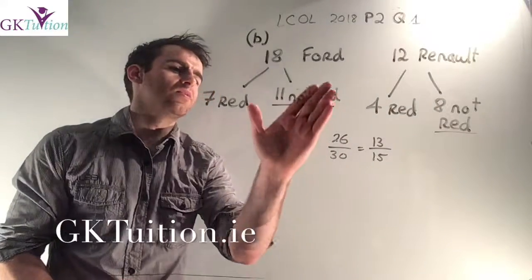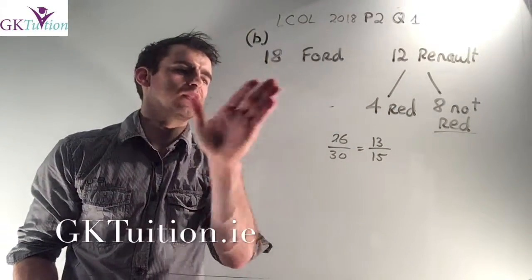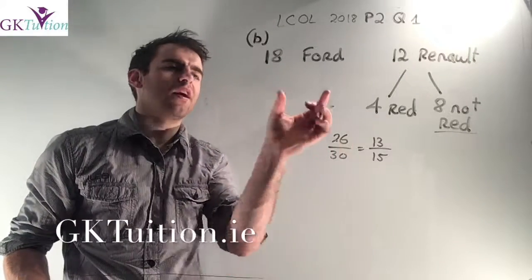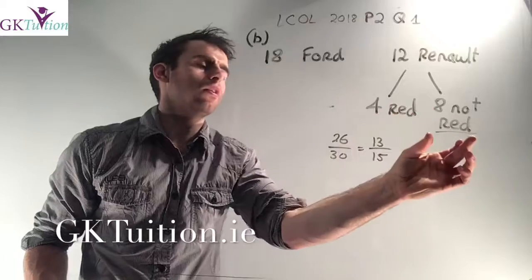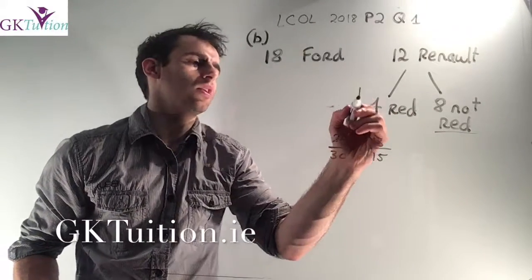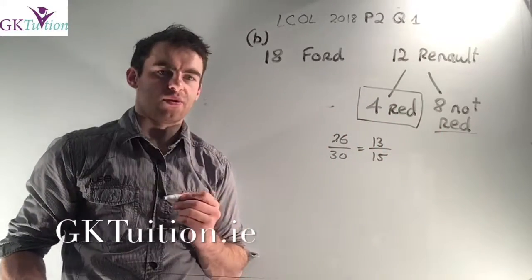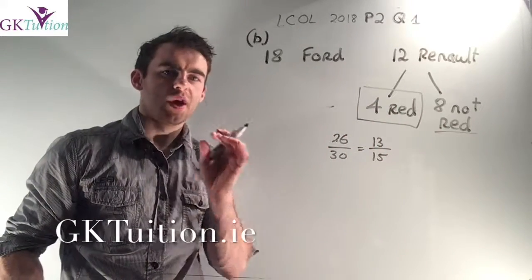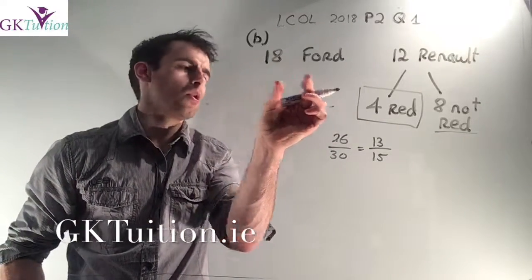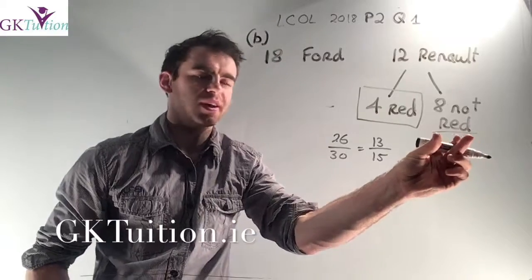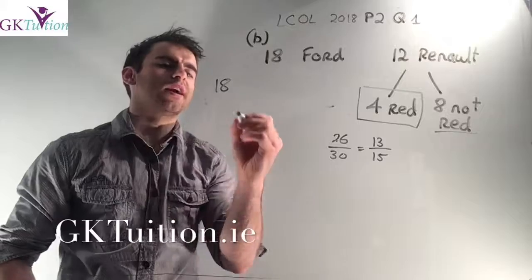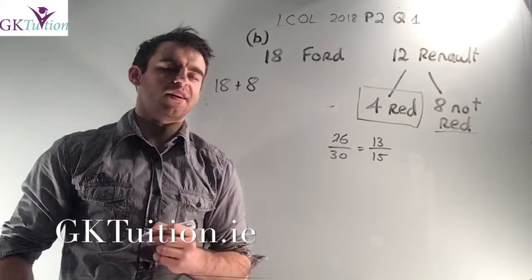I want you to realize that it's irrelevant how many of the Ford cars are red. That's only just throwing you off. I want to know what are the chances that I either take a Ford car or a car that's not red. So the only cars that I don't want to include are the 4 red Renault cars. They're the only ones I don't want to include. I just want the probability that I either take one of these 18 cars or one of these 8 Renault cars that aren't red. So if I just add that up, there's 18 cars that are Ford cars, and then there's another 8 cars that aren't red.